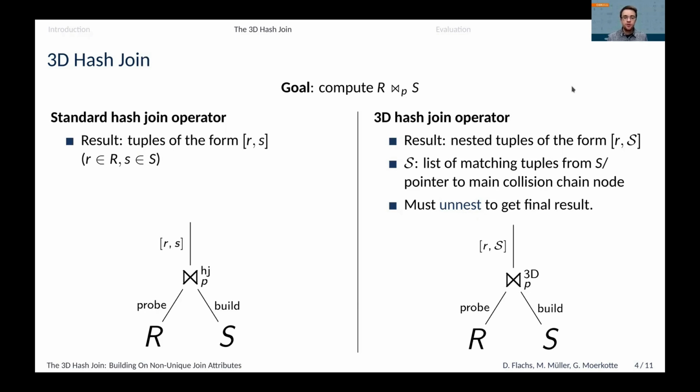The standard hash join returns tuples from R and S that match under the predicate P, whereas the 3D hash join returns nested tuples that contain a tuple from R and a list of matching tuples from S, at least conceptually. In reality, capital S is a pointer to a main collision chain node in the 3D hash table. We call this packed search result a nested tuple, and we arrive at the final result by unpacking it using an operation we call unnesting. Note that the 3D hash join produces at most one output tuple per probe tuple.